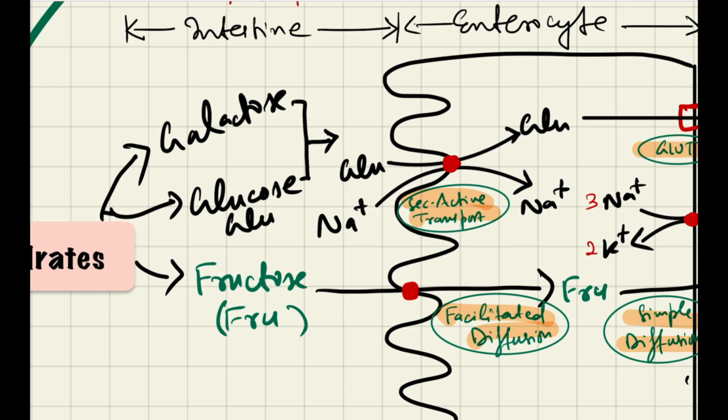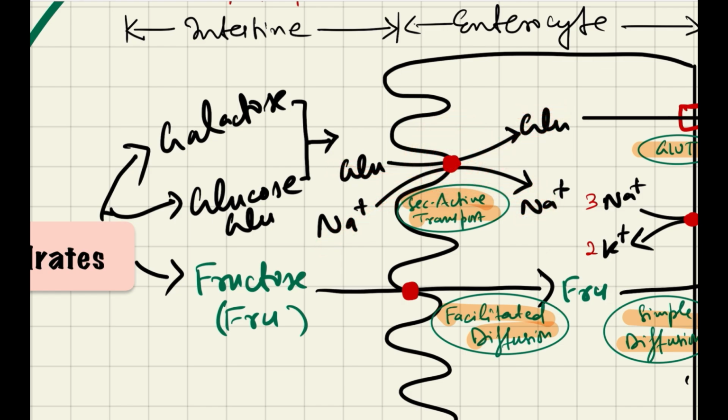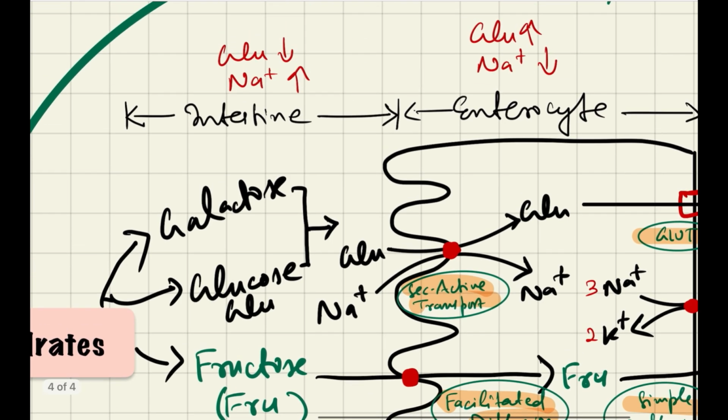But first let's look at it, that it is a co-transport kind of thing. Here there is a protein which is transporting both sodium and glucose. While sodium is going from its higher to lower concentration across the gradient, with the same energy, glucose is transported from lower to higher concentration gradient.